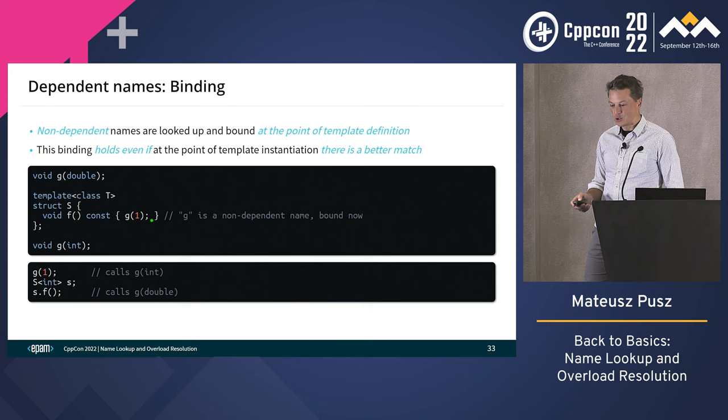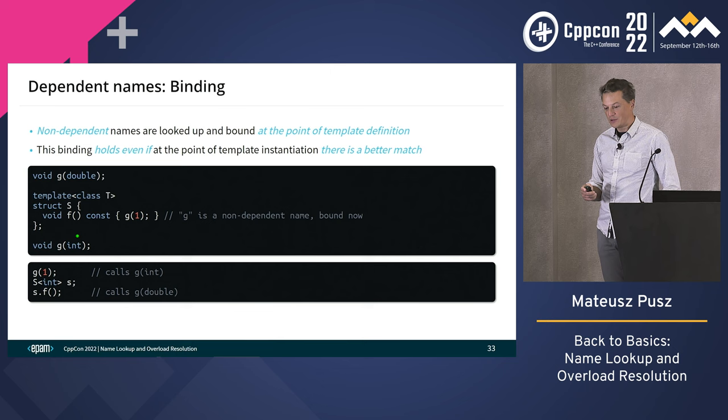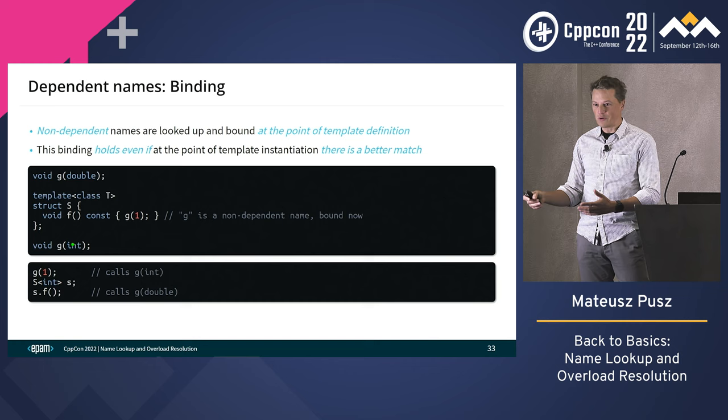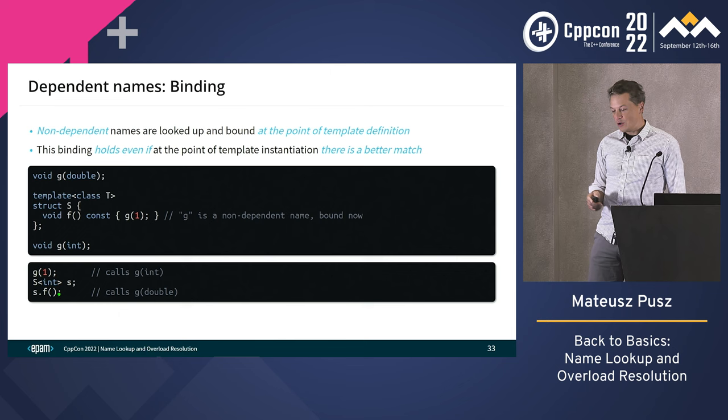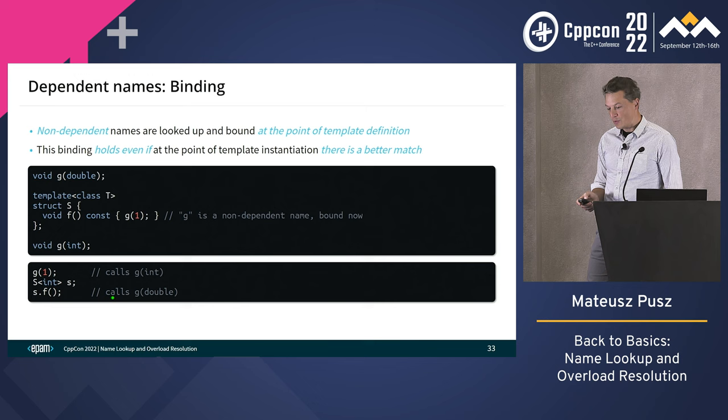But if you call g of 1, so the same call, in this context, you call g of int because this is known at this point. This shouldn't surprise you, right? Because this is how regular code, not templatey code, works, right? So this is nothing new. But in case of the template, actually the g of double will be found at the point of definition.